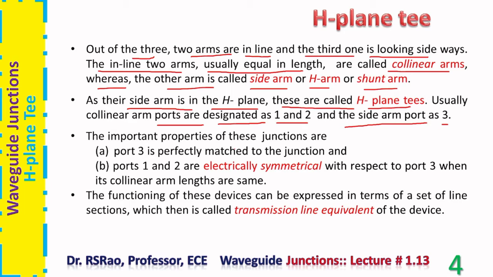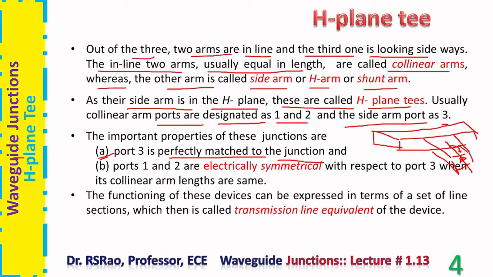This junction device exhibits two important properties. One is port 3, side arm port, is perfectly matched to the junction. It requires some explanation. Consider H plane T. Of course, this is sidearm. Port 3 or sidearm port is perfectly matched. It means if you inject a wave into sidearm port, it straight away travels, reaches the junction, and there it gets absorbed totally. The wave disappears completely without any reflections back. This is the meaning of perfect matching to the junction.